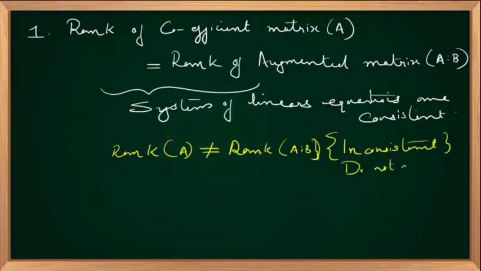Okay. If the rank of A and the rank of AB are different, that implies the system of linear equations is inconsistent and hence does not have a solution. Right? Now, we can see two different cases of consistency and inconsistency. Let us see what it means geometrically.